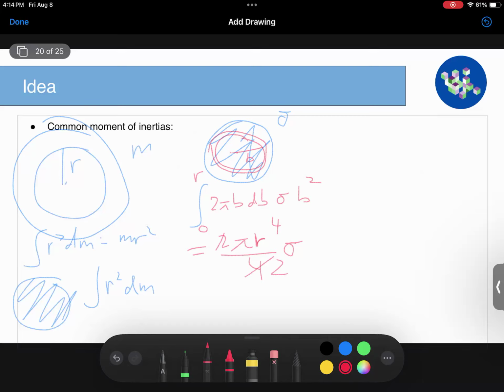And because pi r squared sigma equals the mass, we have m r squared over 2 equals the moment of inertia of a ring. So that's basically how you get the moment of inertia of a ring. You can get the moment of inertia of the stick by doing a similar thing. You're just doing the integral of r squared dm. Yeah, that's the overall idea.